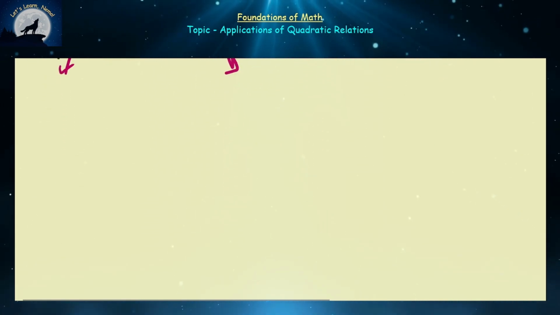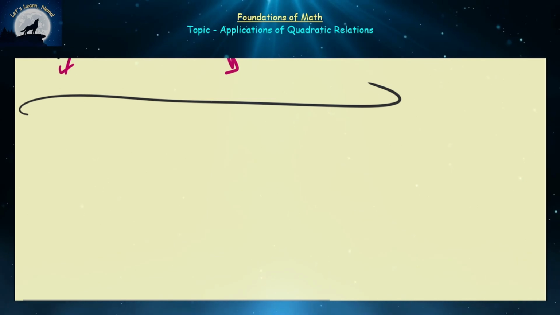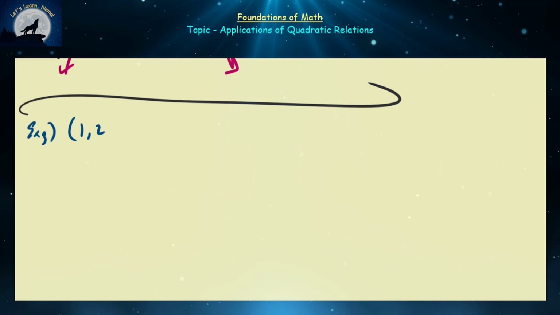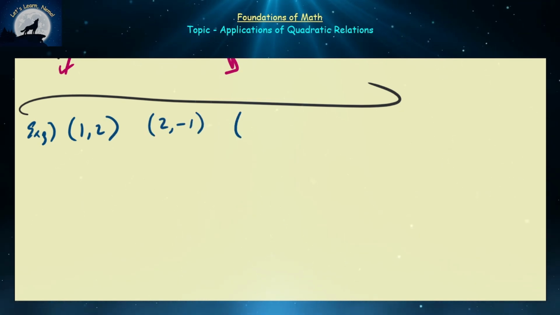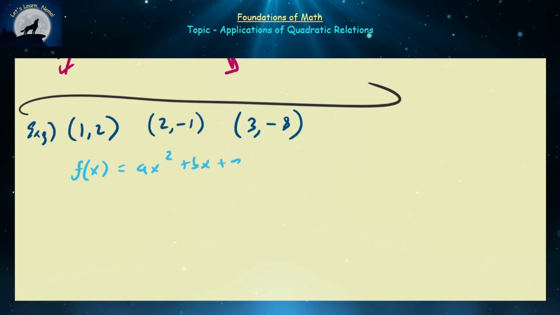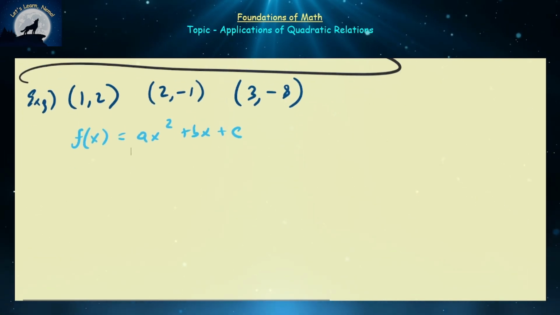Now, let's look at a numerical example to guide us through this exploration. Let's assume we have the points (1, 2), (2, -1), and (3, -8), and our goal is to find our quadratic function f(x) = ax² + bx + c. That gives us these points and, of course, more. So what happens when I plug these 3 points into this relation? Let's start with the first.